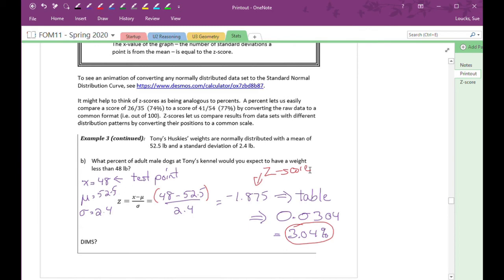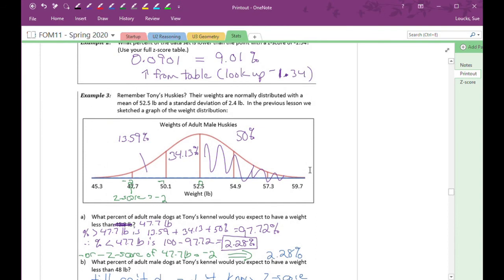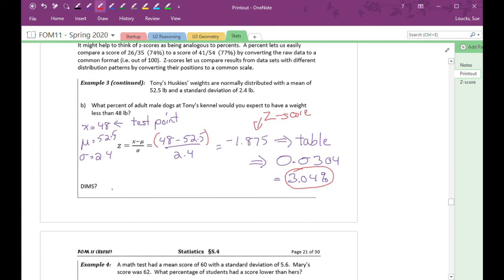So DIMS, does this make sense? Well, let's just go up to page 19 where we have this fairly accurate graph, and we're looking at 48 pounds, which is right here, and we got an answer of 3.04%. Well, we know that this section here is 2.35, so 3.04%, yeah, that's a very reasonable number for that graph. So I'm just going to put yes, C, graph on page 19.